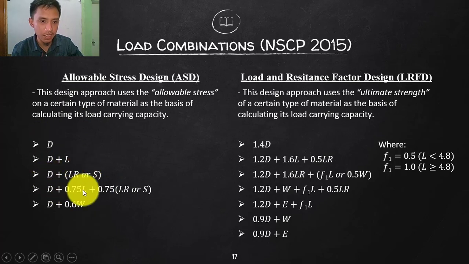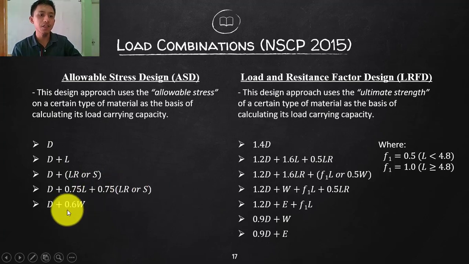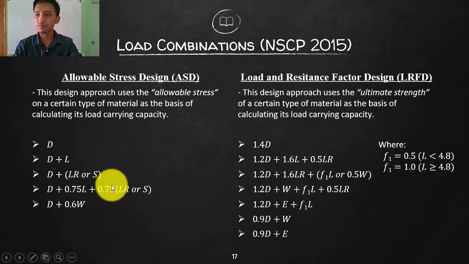So as you can see, these are the possible combinations: dead load plus live load; dead load plus, by the way, LR, that is the roof live load, the same thing but the live load is on the roof. Or if you are not using that roof live load, if snow load is possible, then that could be a replacement. And then the fourth combination is the dead load plus 75% of live load plus 75% of either the roof live load or the snow load. And then finally the dead load plus 60% of the wind load. Okay, so those are the combinations under the ASD design approach.